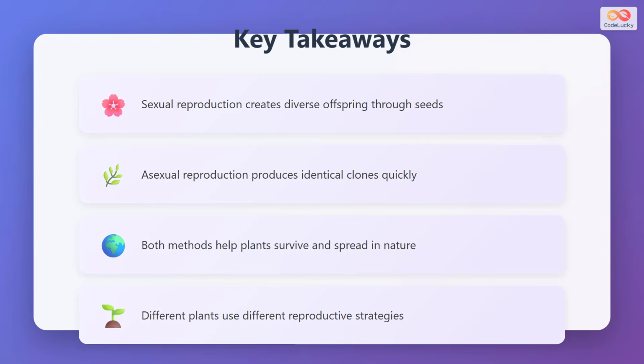Let us review what we have learned. Sexual reproduction creates diverse offspring through the formation of seeds, allowing plants to adapt to different environments. Asexual reproduction produces identical clones quickly and efficiently, helping plants spread rapidly. Both methods are important for plant survival and distribution in nature. Different plants use different reproductive strategies depending on their environment and needs. Understanding these processes helps us appreciate the incredible diversity and adaptability of the plant kingdom.